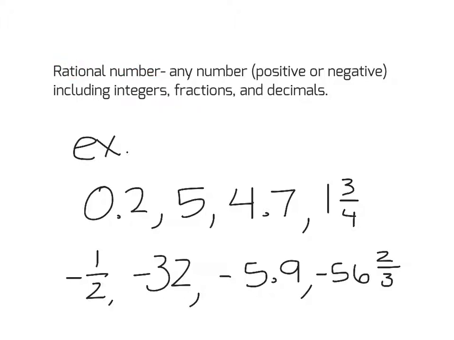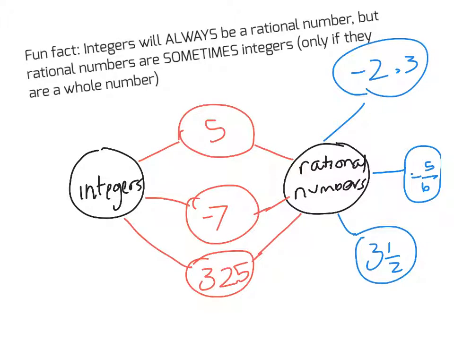So let me show you a little double bubble here. Integers are always a rational number, but rational numbers are only sometimes integers, and that's only if they're whole numbers. So an integer, which is a whole number, positive or negative, is always considered a rational number, but if it has a decimal or a fraction, then it's not an integer. Integers are just whole numbers, okay? So there's a little graphic to help you remember that.